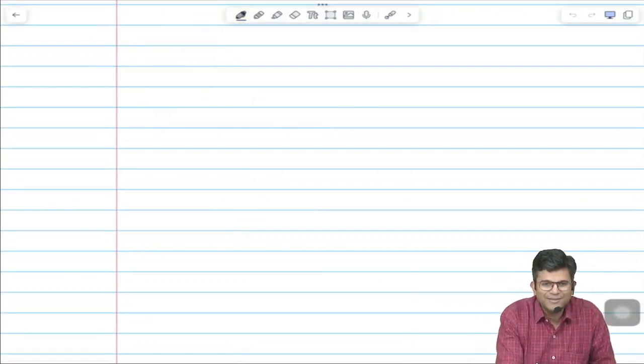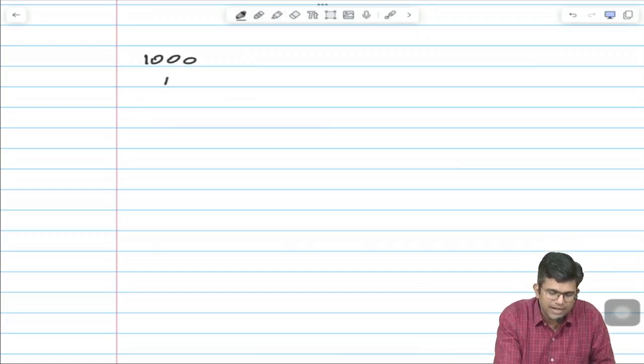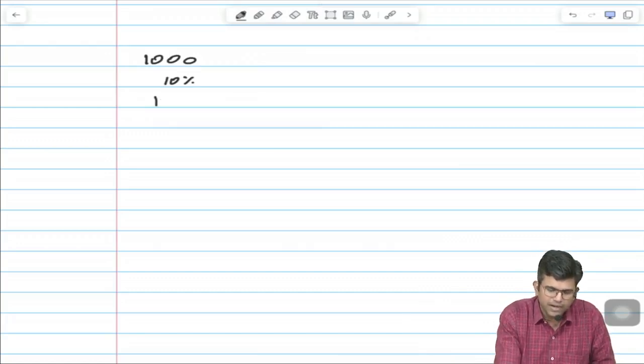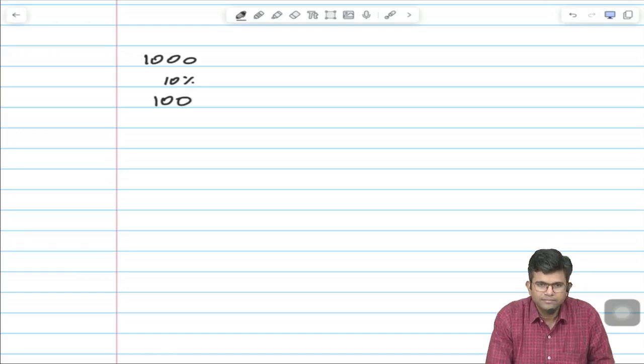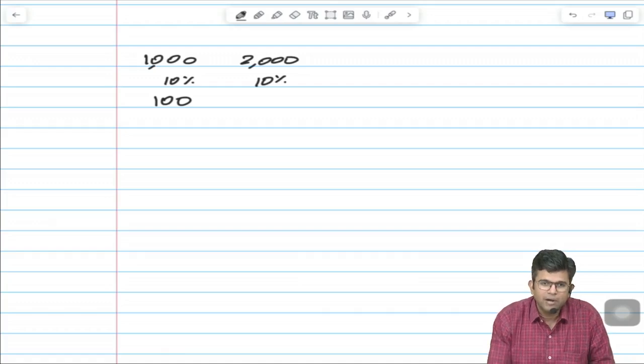Everyone ready? This is stupid, but you'll love it. Let's say you invest 1000 rupees somewhere and you say that you want 10% return. How much per annum do you want? 100? Correct, na? 1000 into 10% equals 100. If you invest 2000 rupees somewhere and you say you want 10% return, how much per annum do you want? 200.